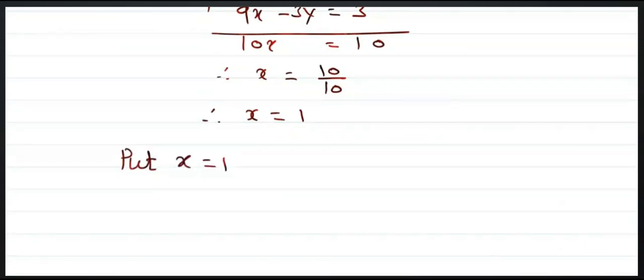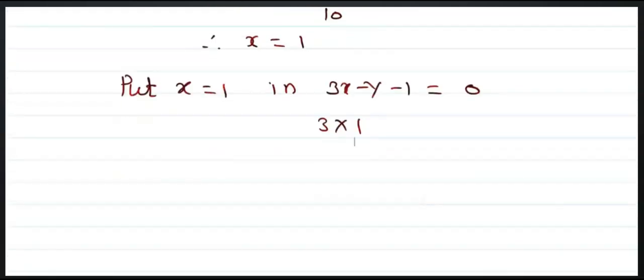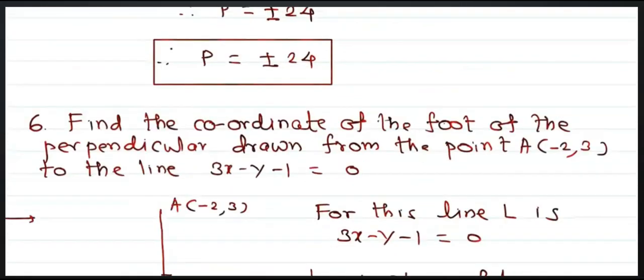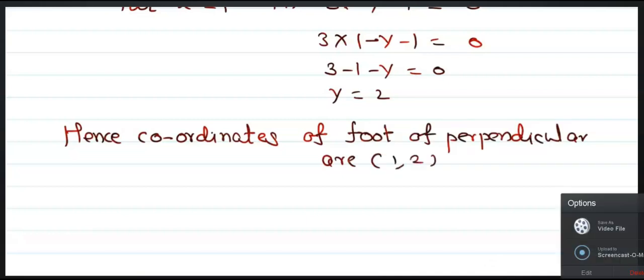Put x equal to 1 in 3x minus y minus 1 is equal to 0. If we substitute x equal to 1, 3 into 1 minus y minus 1, therefore 3 minus 1 minus y is equal to 0. Therefore, y is equal to 2. Hence, the coordinates of the foot of perpendicular are 1, 2.